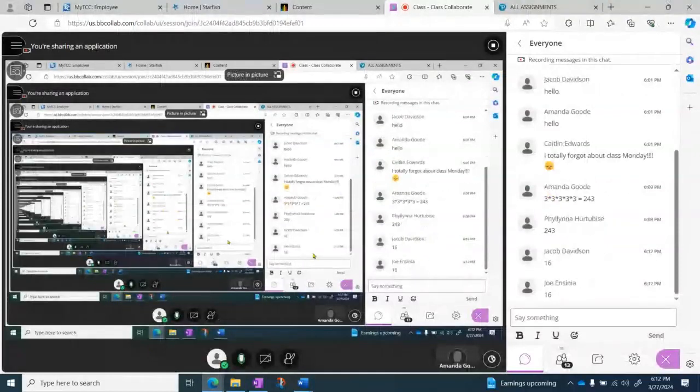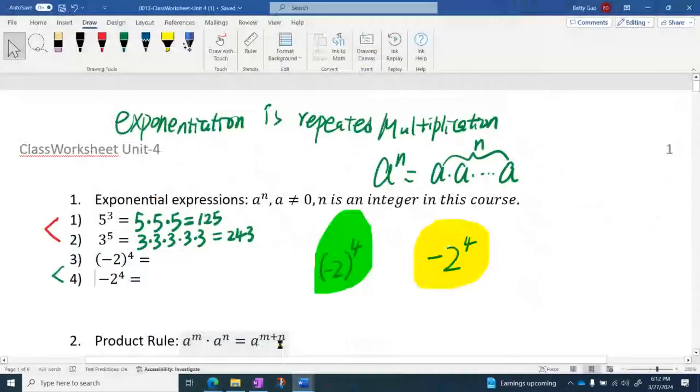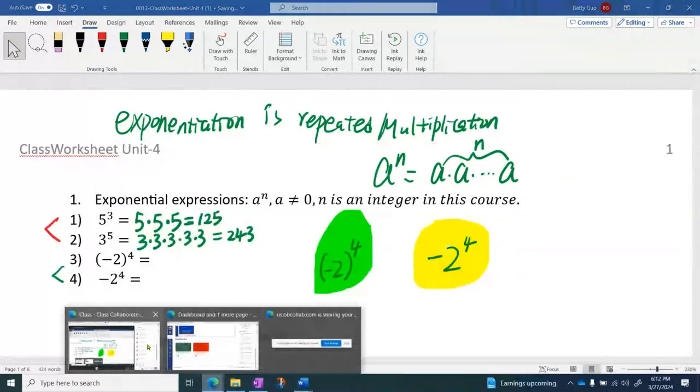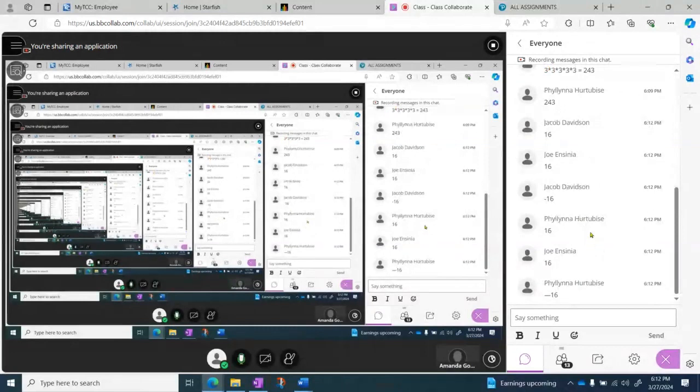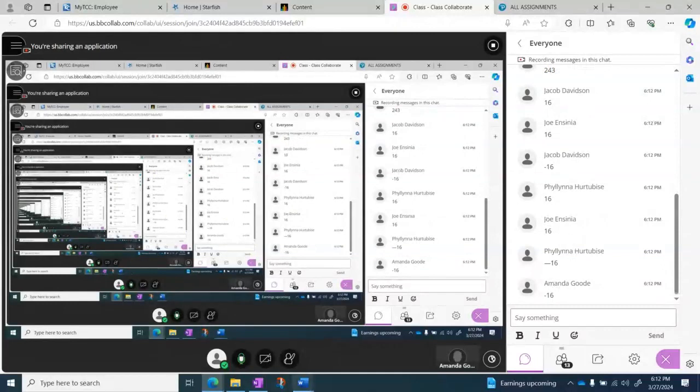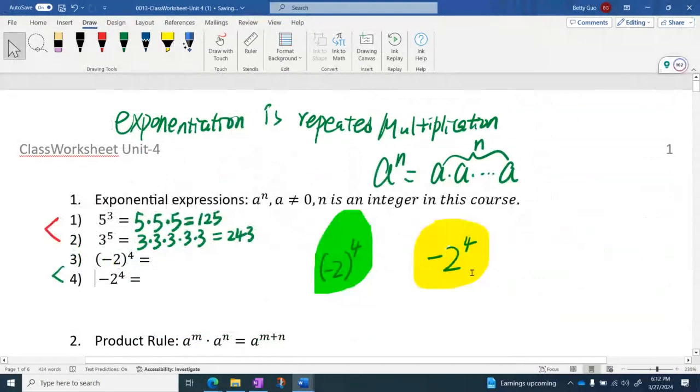Awesome. Thank you, Jacob. Thank you, Joe. And what's the value of the yellow? The value of the yellow, -16. Awesome. Yeah. The expression in green value is +16. The one in yellow, the value is -16.